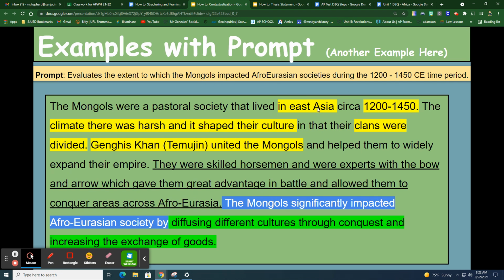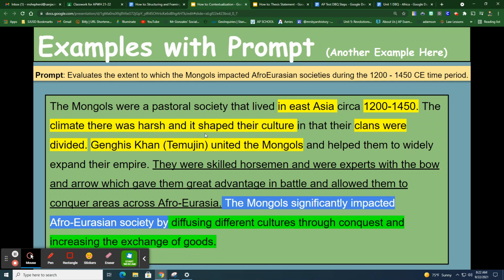She establishes the region and the time period in her opening sentence. And that's something that we should all do in our DBQ. Okay. So they were a pastoral society. That's one piece of background information. Okay. What else? The climate there was harsh and it shaped their culture.